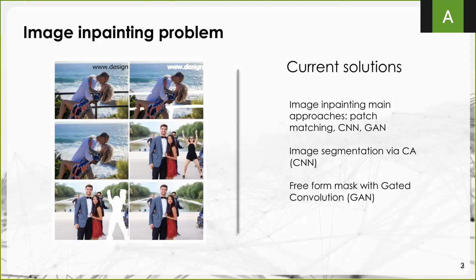Okay, let's move on. The image inpainting problem. Recently, Google researchers presented a thread of papers devoted to the application of cellular automata, and we decided to understand it and use the cellular automata approach on the image inpainting task, which was never used before in this task. From reviewing previous works on the image inpainting problem, three main approaches were noticed. It's patch matching, and using CNN and GAN architectures.